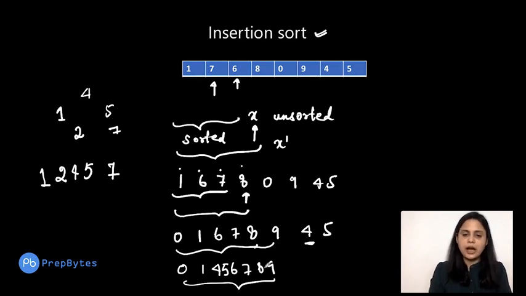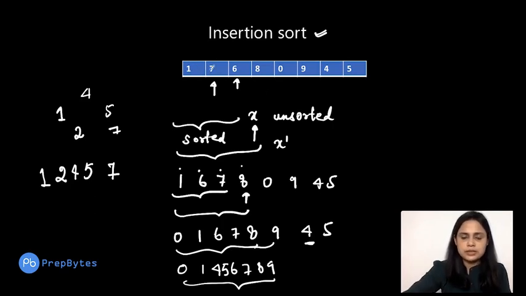Now the question is, how do I find the right place, and how do I put the number over there? That is the question. Let's see how we do that in insertion sort. First we will just try and do this for an array, and then we will see the code.